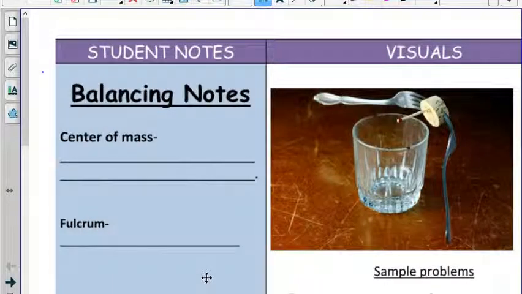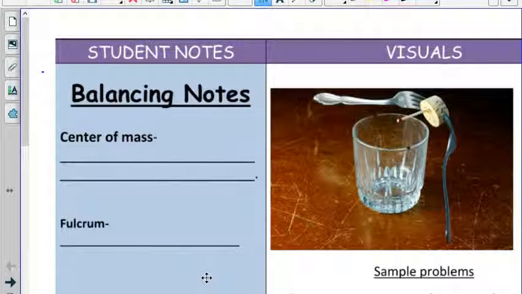All right, so we're going to talk a little bit more about balancing today. You guys did the demos yesterday for balancing. We watched the Bill Nye. If you weren't here yesterday, ask your classmates about the demos that they did. They were pretty fun and pretty funny.